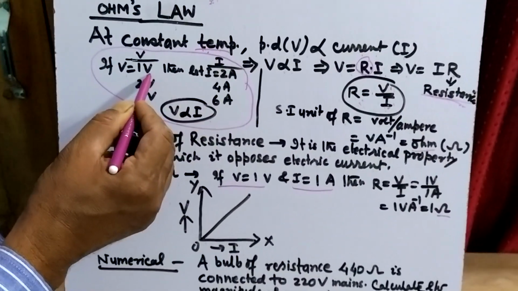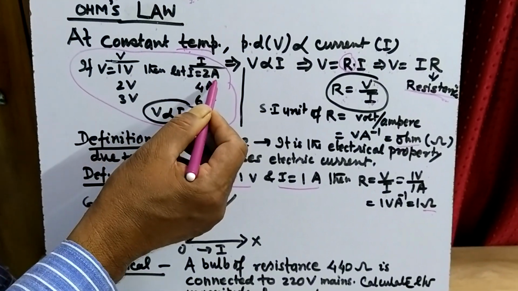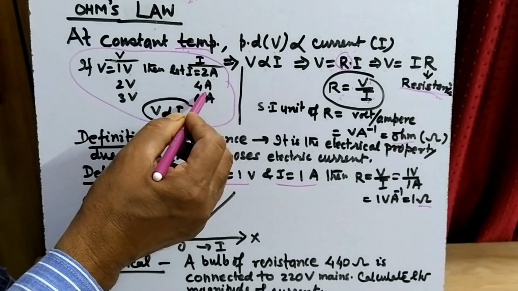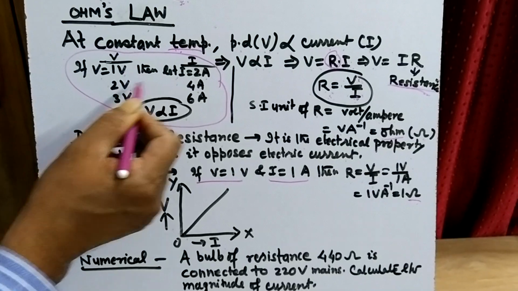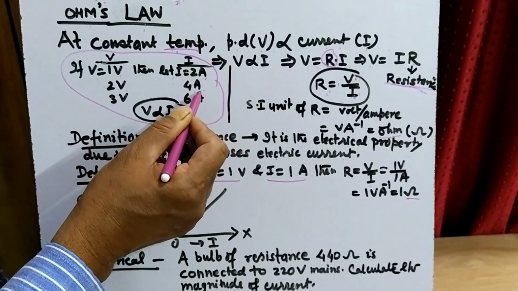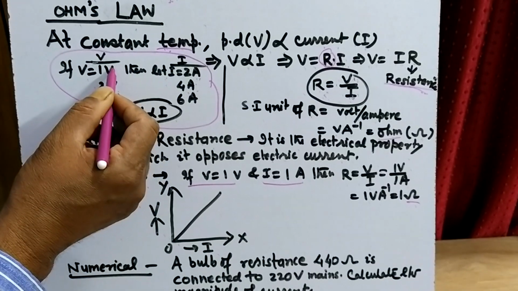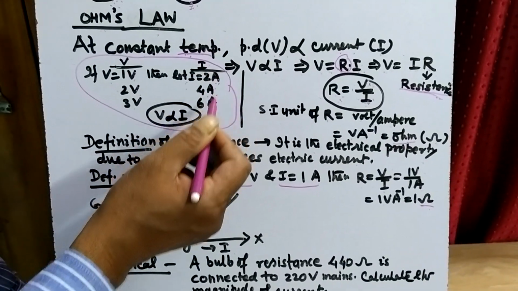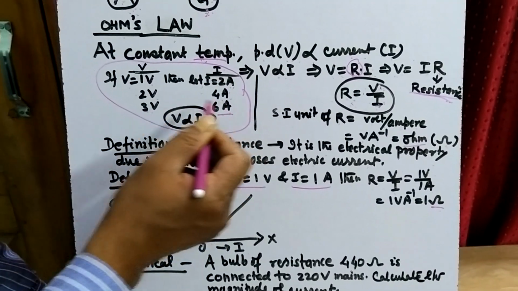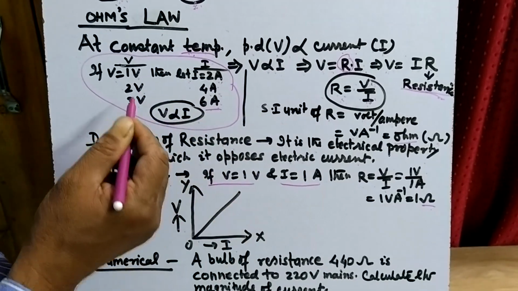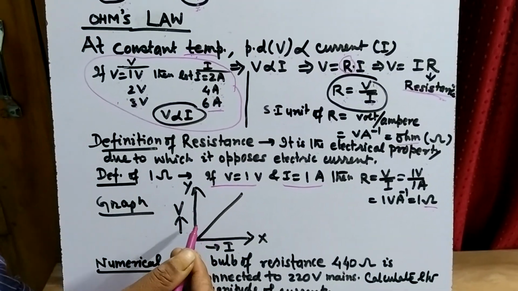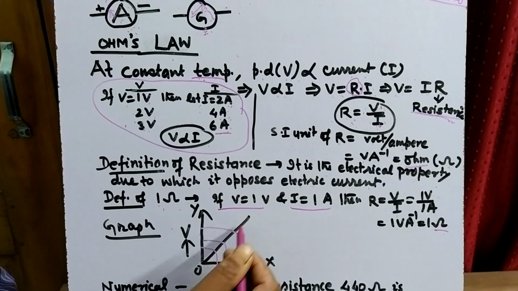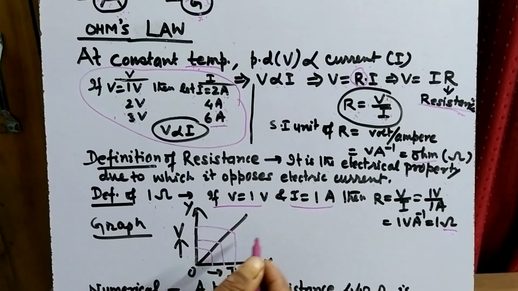See here, if V equals 1 volt and I equals, let's say, 2 ampere, then if we take V equals 2 volt, I should be 4 ampere, because if the potential difference is doubled, I should be doubled. This means that V is proportional to I. If we take the potential difference thrice, that is 3 volt, then I should be thrice, that is 2 multiplied by 3, it becomes 6 ampere. That is, there is a proportional relation between V and I. Whenever we plot this data on the graph, the graph is a straight line.